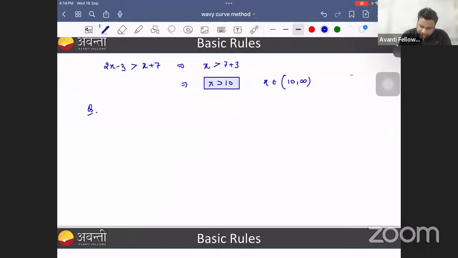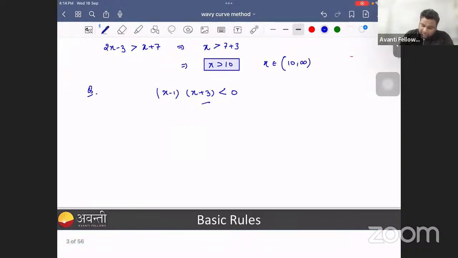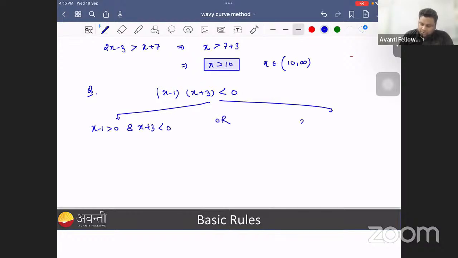Now if I take a question, so the question is like (x minus 1)(x plus 3) less than 0. So this is what? Product of two numbers less than 0. Now, how is that possible? There will be two cases. x minus 1 greater than 0 and x plus 3 less than 0, or x minus 1 less than 0 and x plus 3 greater than 0. Am I clear?